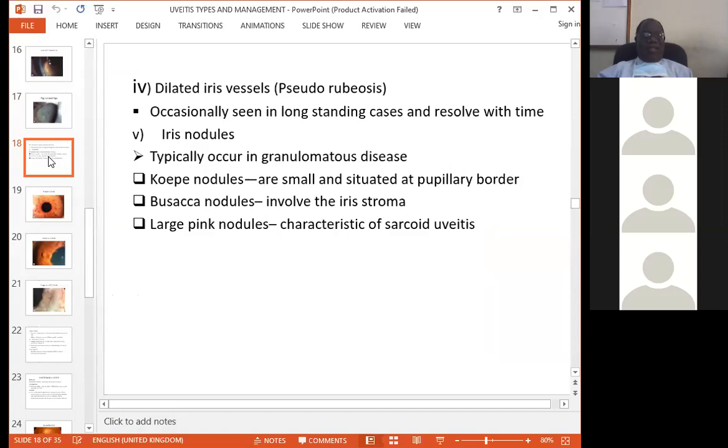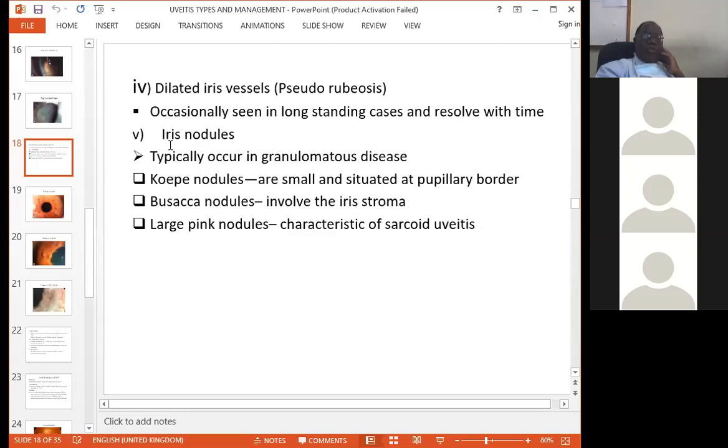Dilated iris vessels. With any inflammation, even in the skin, you find the vessels get dilated. It's a sign of inflammation. Dilated iris vessels are occasionally seen in long-standing cases and resolve with time.